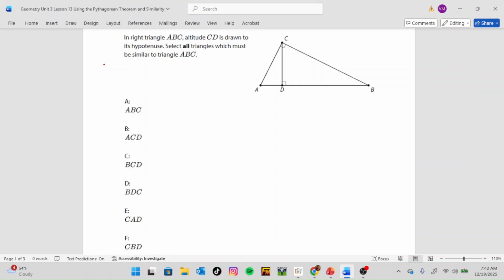When they drew this altitude, CD, from the 90-degree angle down to the hypotenuse so that it formed another 90-degree angle, we have essentially created 3 triangles. We have the original big triangle. And this original big triangle is ABC.